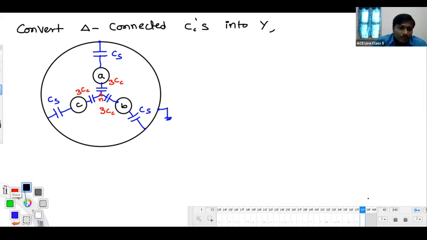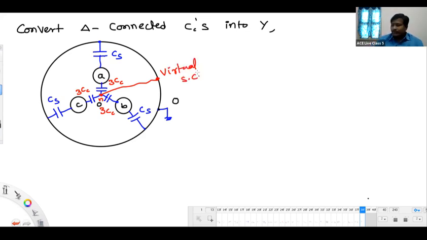And this neutral point in the star and the sheath, these two can be shorted, because this neutral point is operating at 0 potential, and the sheath is also operating at 0 potential. These two can be shorted. This we call a virtual short circuit.